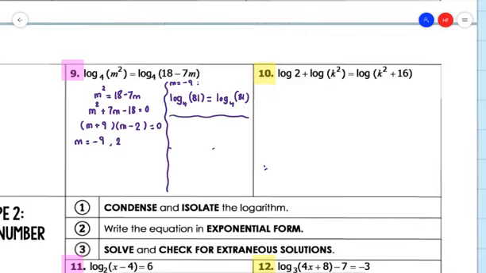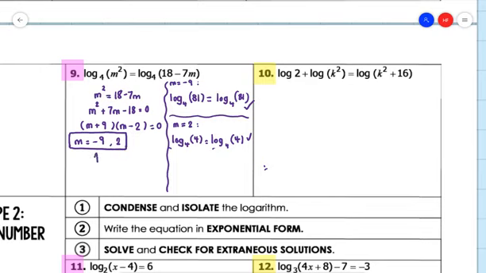Then we'll check when m equals 2. Log base 4 of 2 squared, which is 4. Log base 4 of 18 minus 7 times 2, which is 4. Both work. They give me non-negative logs, so both of them are answers.